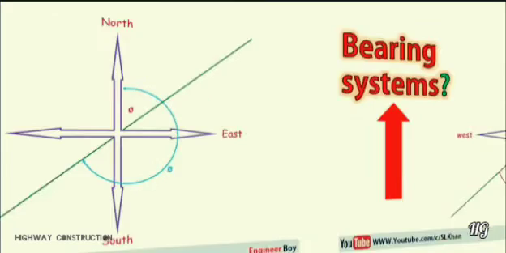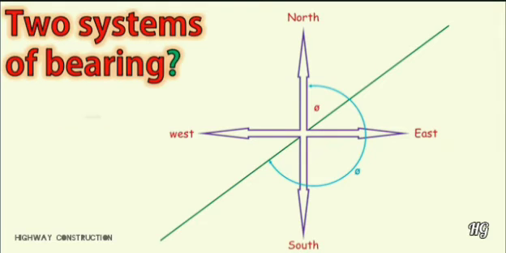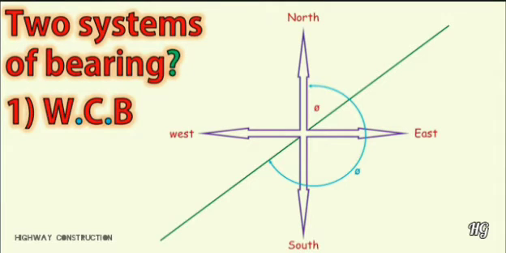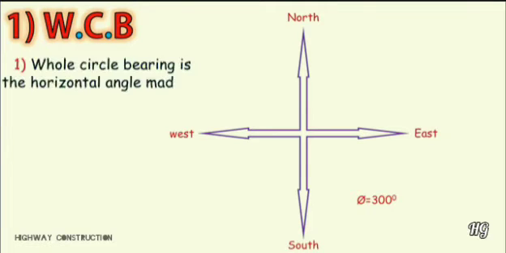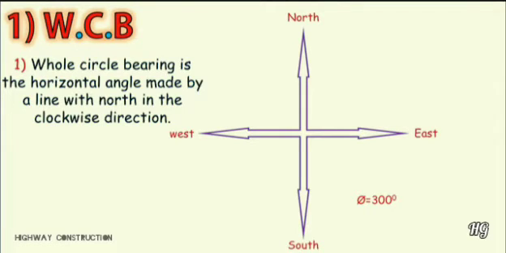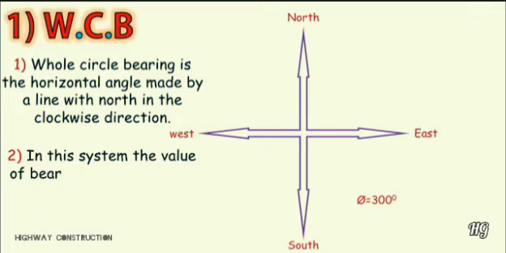So let's go ahead to the bearing systems, and remember there are only two bearing systems, right? One is the whole circle bearing system and the other one is the reduced bearing system. Let's learn about the whole circle bearing system first. Remember, whole circle bearing is the horizontal angle made by a line with north-south in the clockwise direction. Here north means the north-south pole line, right? So whole circle bearing should be clockwise from the north. Also remember, in this system of bearing, the value of bearing may be from 0 degrees to 360 degrees.